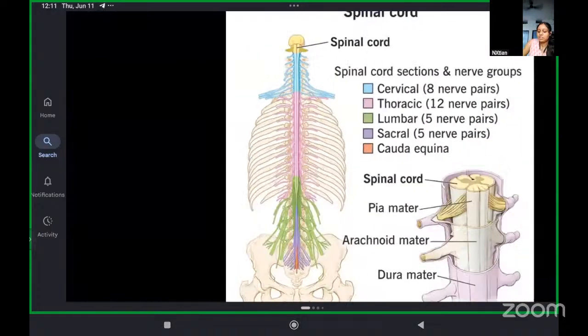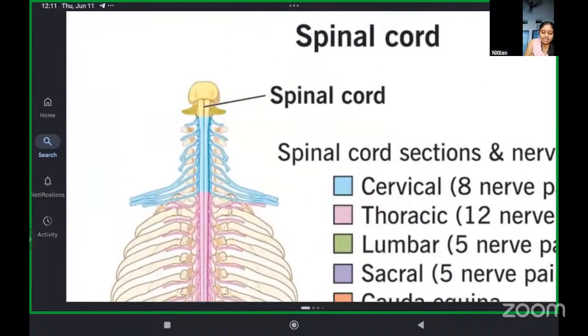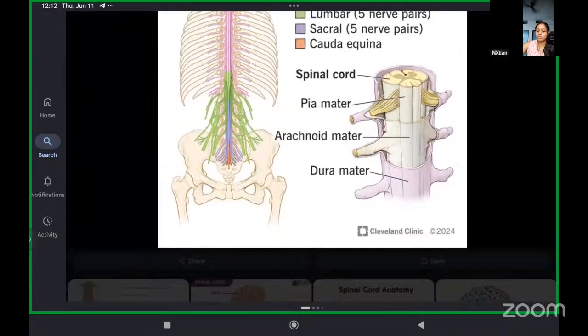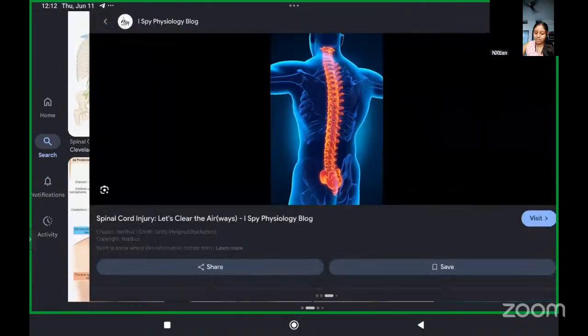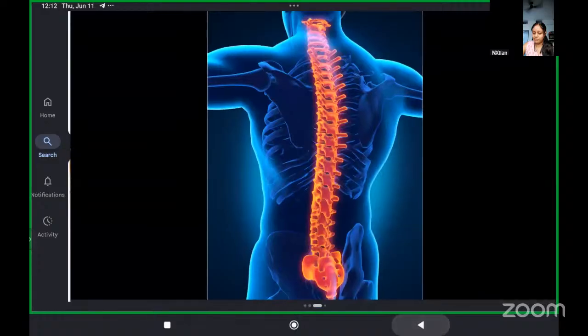Okay, so from the starting point, the yellow portion that you can see is where it's connected with your brain, the hind brain. Then the neck, then the back, then the lower back, and then you have the tail. This is your spinal cord.